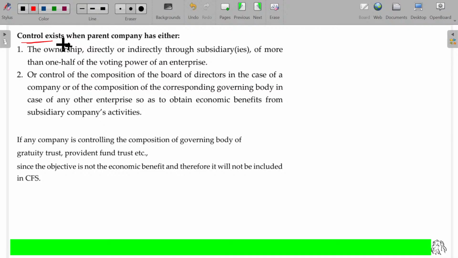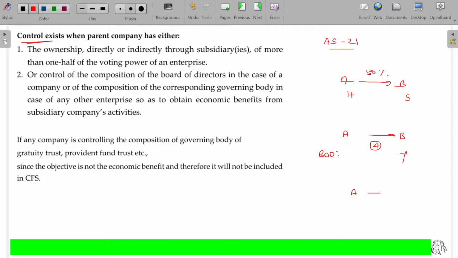control exists. What is called control? As per AS 21, A controls B. How? A holds more than 50% of the shares. Then automatically A has controlling power over B, and A is the holding company, B is the subsidiary company. Or, B has a board of directors numbering 7. Out of that, A appoints 4 directors. So more than 50% of the directors of B are appointed by A. Then also A is the holding company, B is the subsidiary company.